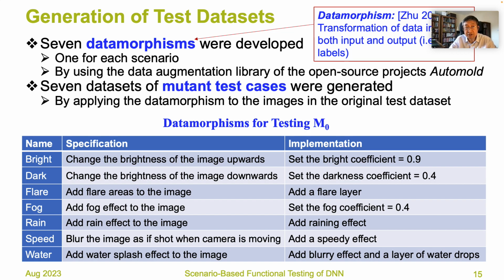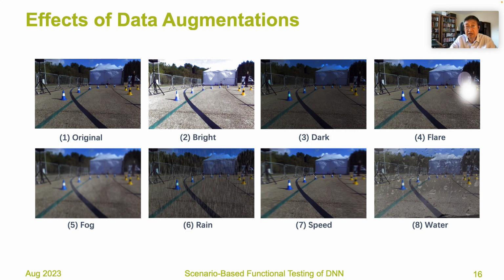The picture here shows the effect of the data augmentations we used in our implementation. Number 1 is the original picture taken on the campus, and then bright, dark, flare, fog, rain, speed, and water. Different effects you can see mimic the real situation using the data augmentations.